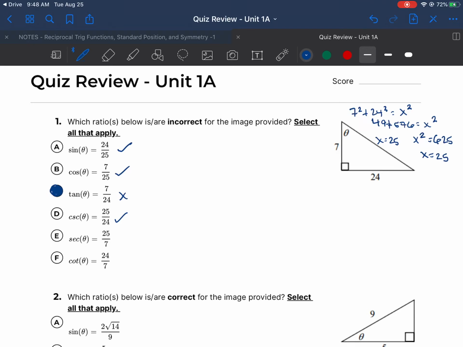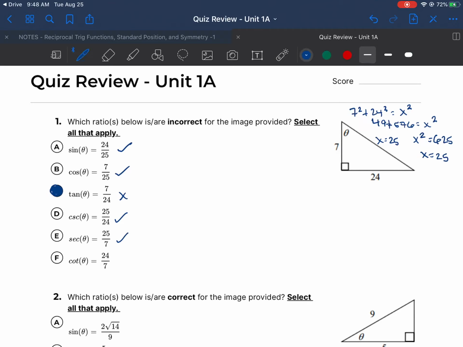Looking at the secant of theta, we know that the secant of theta is the reciprocal of the cosine, and since the cosine is the adjacent over the hypotenuse, the secant of theta should be the hypotenuse over the adjacent. So relative to theta, the hypotenuse is 25, the adjacent is 7, so 25 over 7 is a correct ratio.